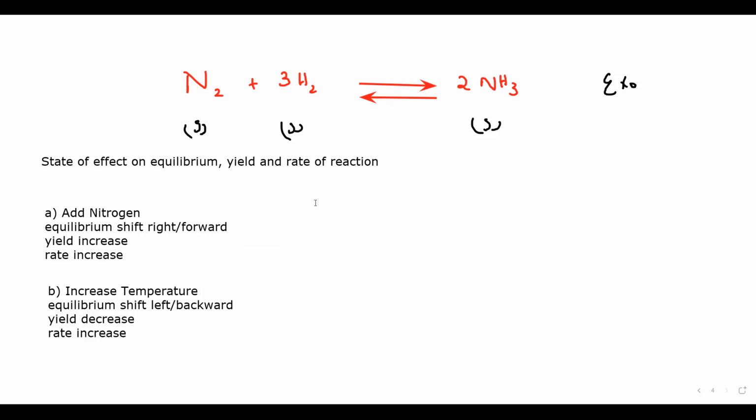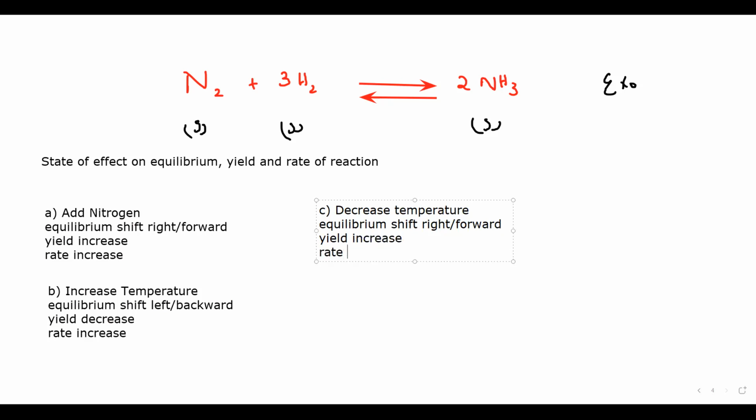And the opposite will happen if we decrease the temperature. So when we decrease the temperature, because the forward reaction is exothermic, equilibrium will shift towards the right or forward, or we can say the yield increases.